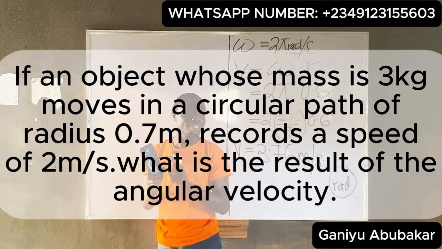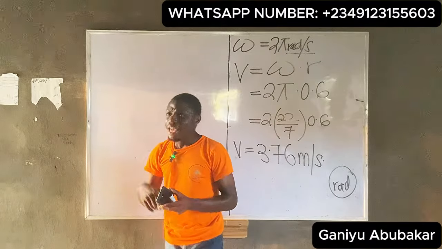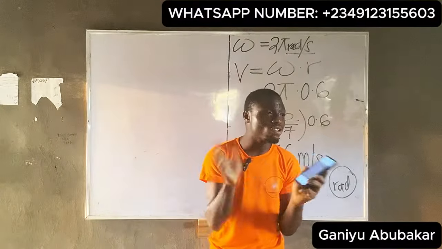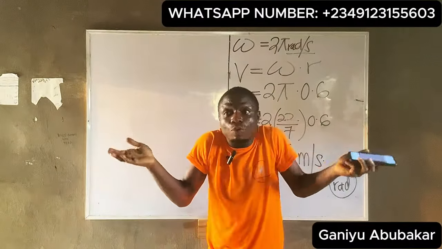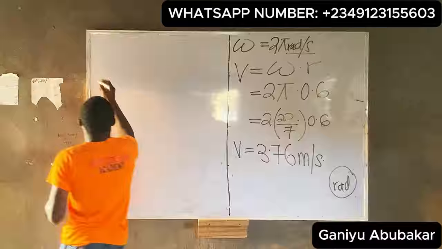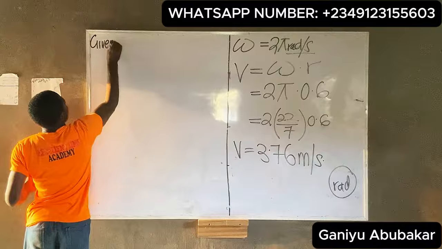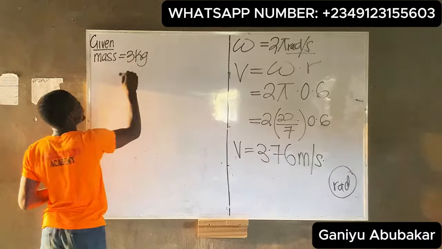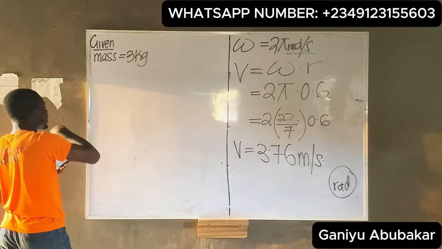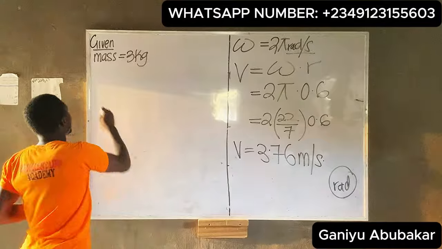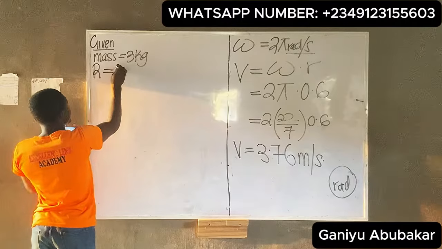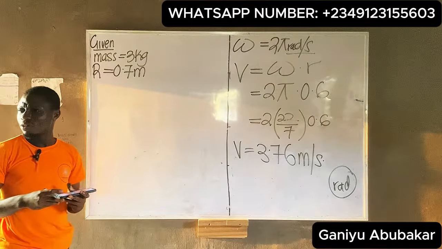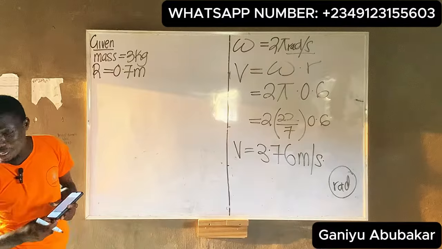Now, there's something strange about this question. The 3 kilogram problem, because so far we're not talking about mass here. But let's see what works out. They give us mass, so what's the mass? Mass is of course 3 kilograms. Will this be important in this question? We don't know yet. Continue. What's next? Radius. What's the radius? 0.7 meters. No, it's 0.7, please.